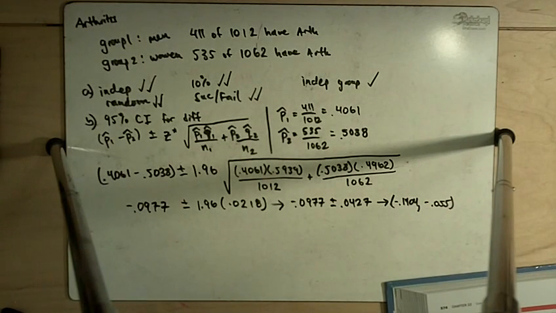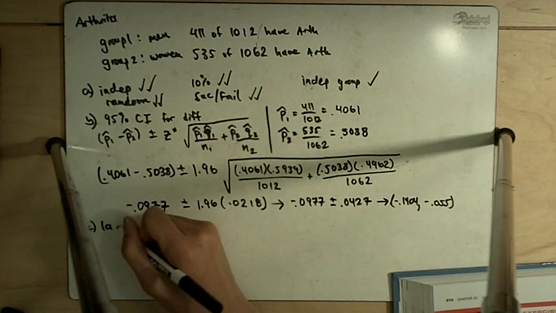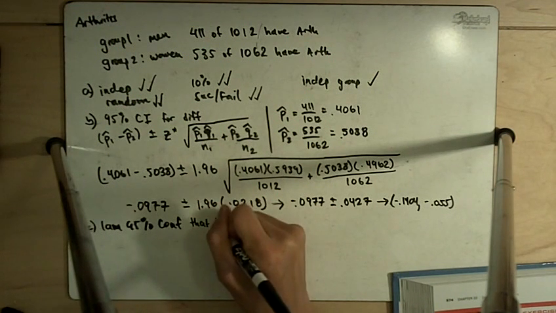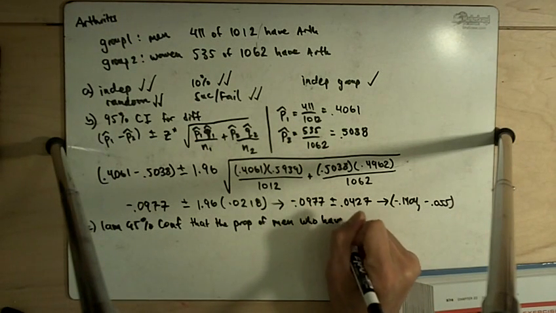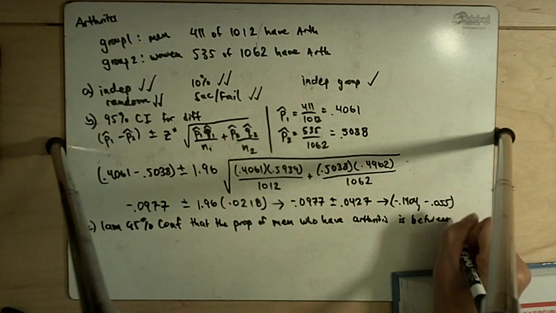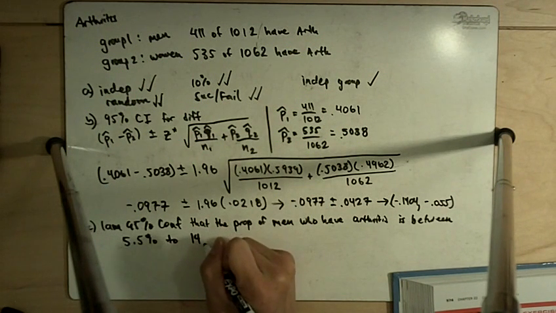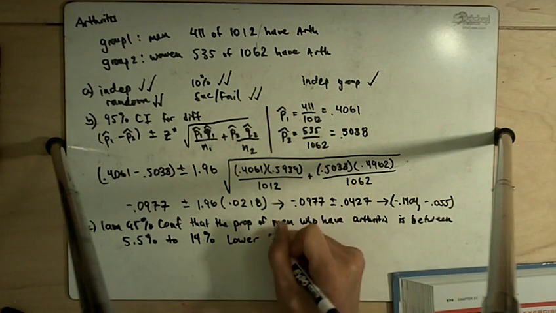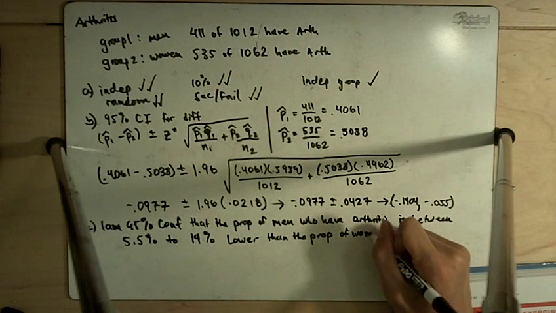So this tells me, for part C, I am 95% confident that the proportion of men who have arthritis is between 5.5% to basically 14% lower, because it's negative, than the proportion of women who have arthritis.